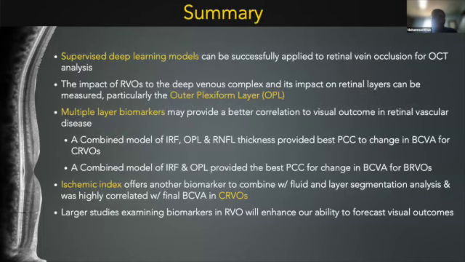And so, in summary, to conclude this talk, we know that supervised deep learning models can be successfully applied to retinal vein occlusions for OCT analysis. The impact of RVOs on the deep venous complex and its impacts on retinal layers can be measured, particularly in the outer plexiform layer. And multiple layer and fluid biomarkers may provide a better correlation to visual outcome in retinal vascular disease than just a single fluid or layer biomarker alone. And ischemic indices could offer another biomarker to combine with fluid and layer segmentation analysis that could be highly correlated with visual acuity outcomes in CRVOs and BRVOs. And lastly, larger studies examining biomarkers in RVOs will further enhance our ability to forecast visual outcomes.